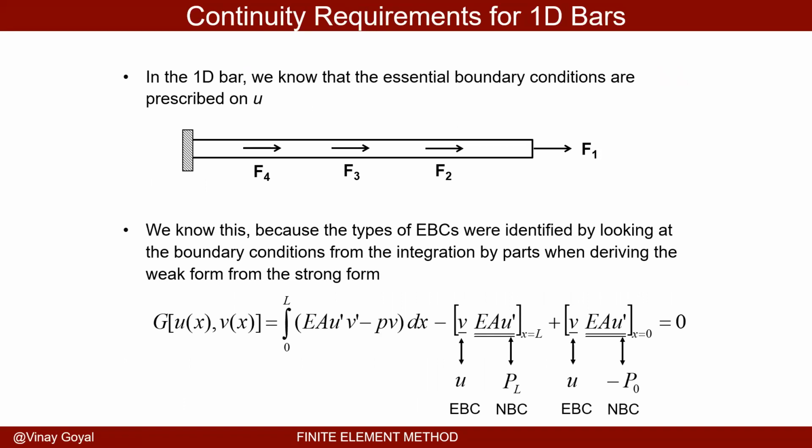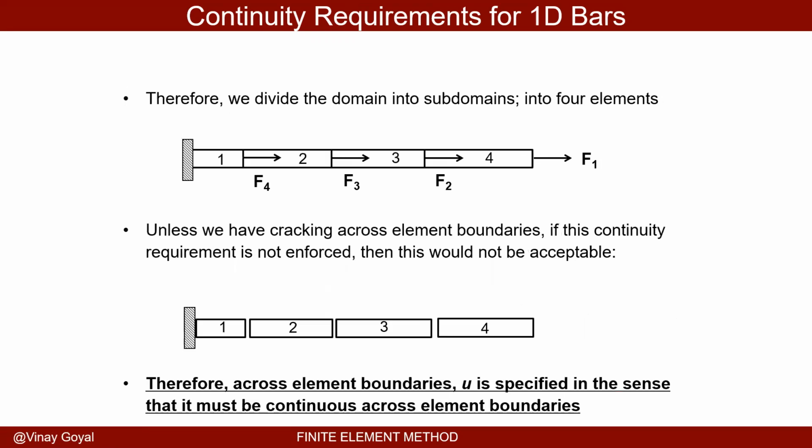So first, I want to look at this problem. I have the 1D bar, and I know what the essential boundary conditions are. Any boundary conditions specified on U are essential boundary conditions. We know this because when I derive the weak form of an elastic bar and integrate by parts, I get this expression where V is a weight function. Anytime I see V, I make a mental note that it's like U, and anything specified in U becomes your essential boundary condition. This is what you use to determine the essential boundary conditions of the problem.